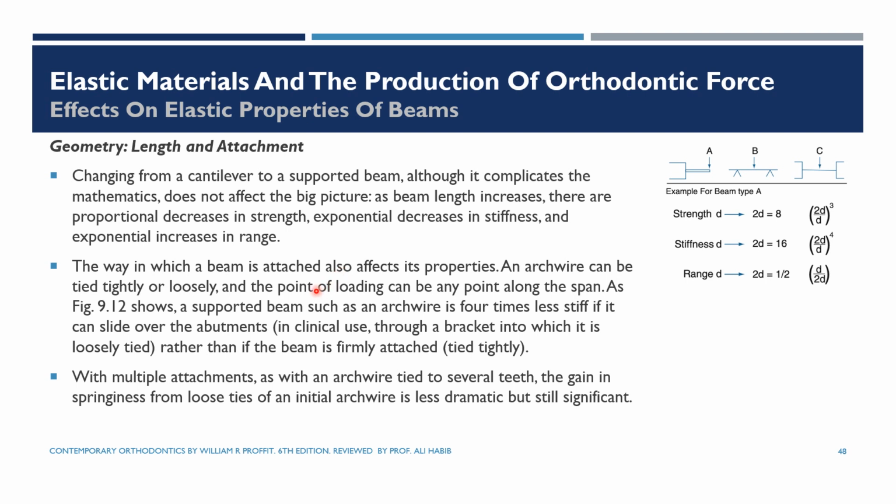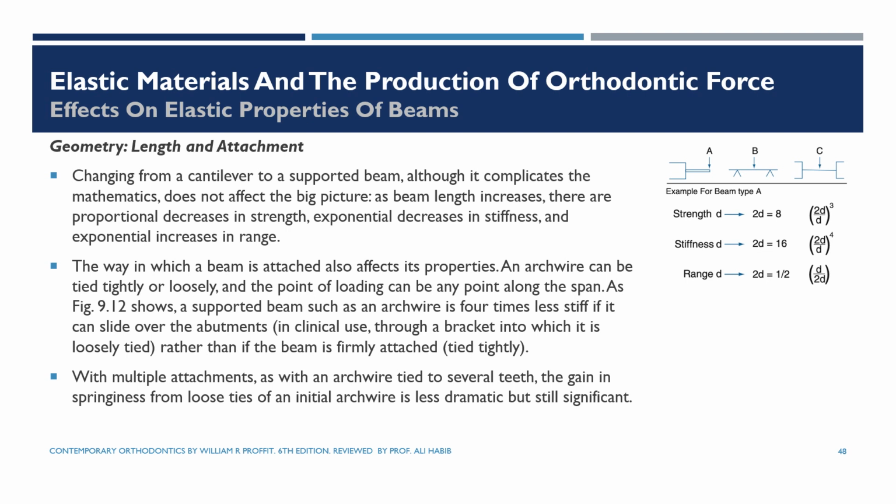Also, the way the wire is attached can affect properties, if it's tightly tied or loosely tied. And you can see that it affects the results dramatically. So a supported beam, such as an arch wire, is 4 times less stiff if it can slide over the abutment, meaning loosely tied, than if it's firmly attached tightly. With multiple attachments, the tie can affect the springiness, but in a less dramatic way. Still significant.